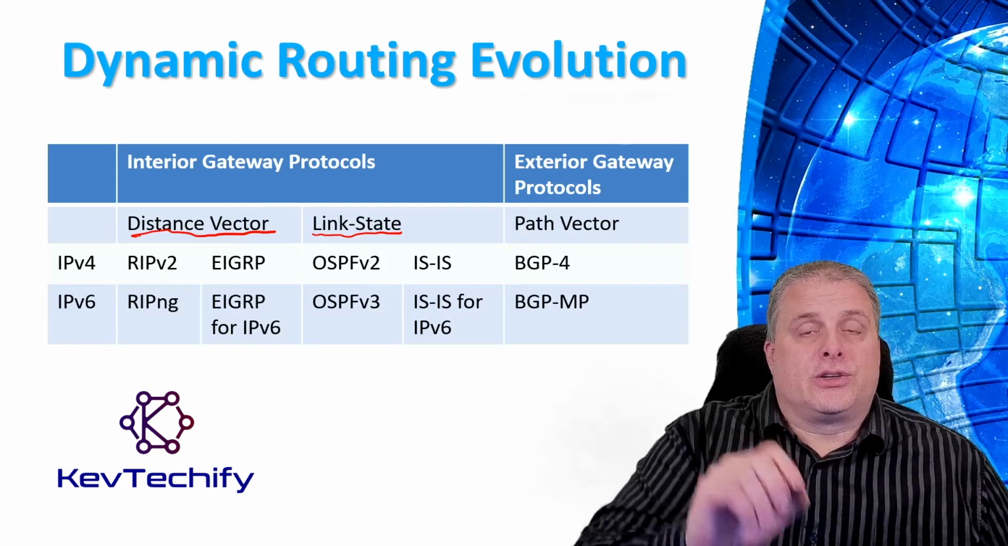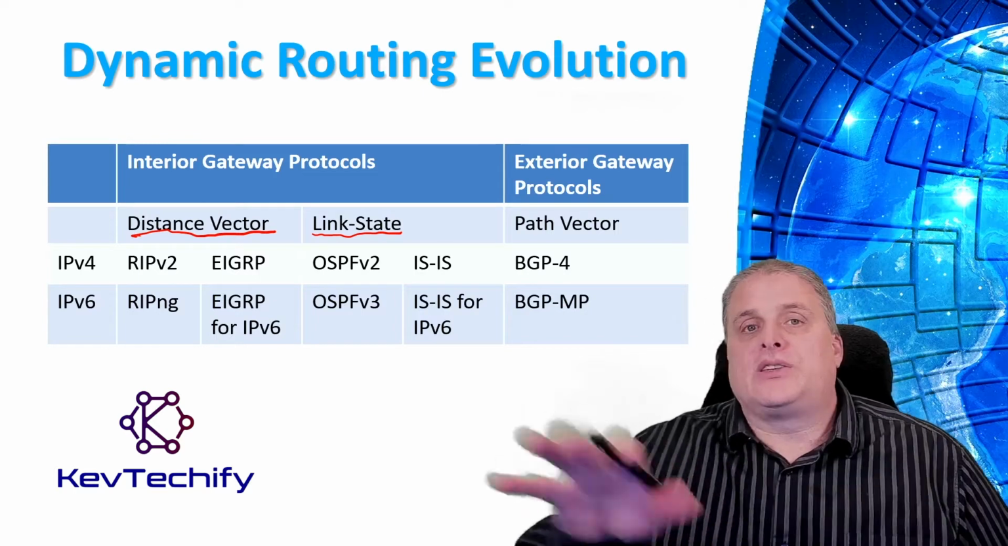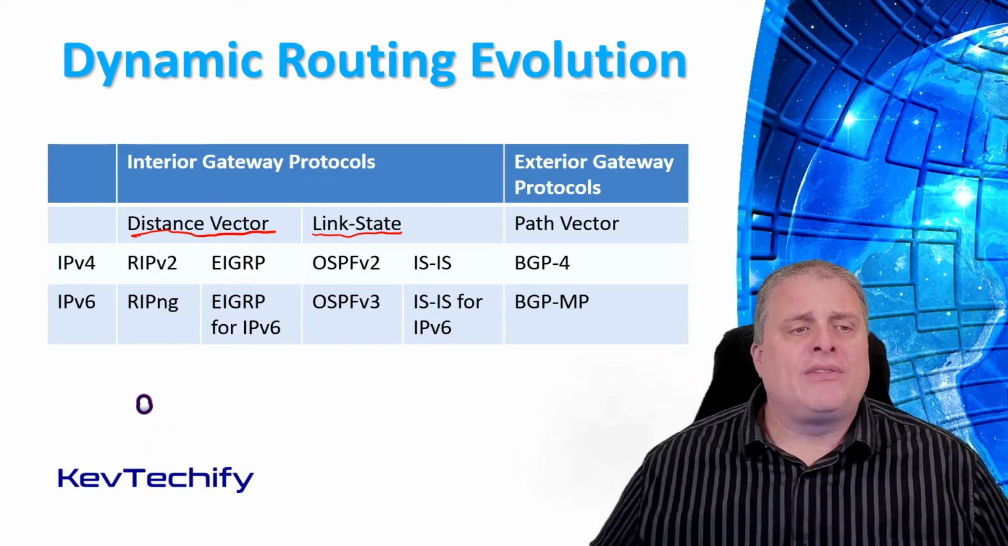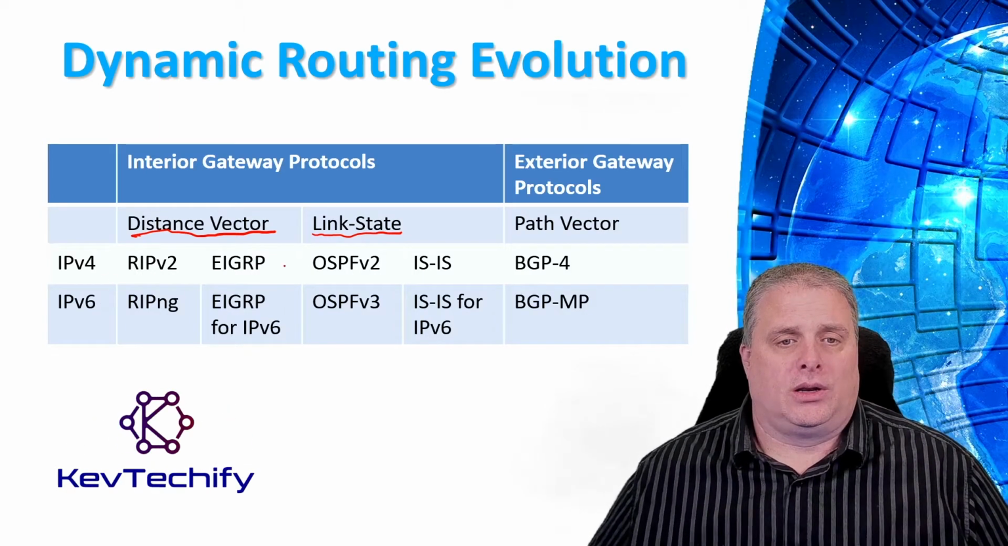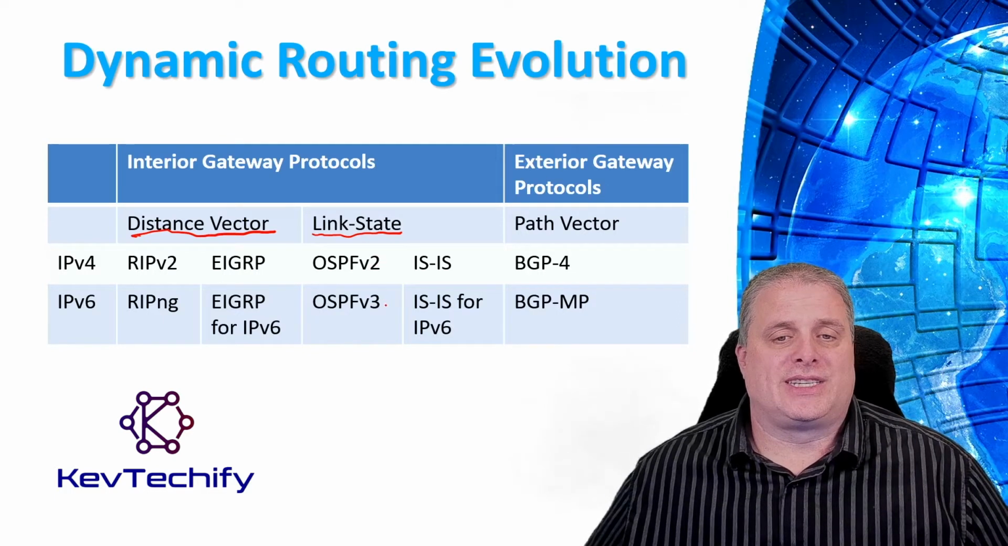Distance vector, concerned about getting it to the next router. Link state knows everything. So link state is more resource intensive. We have versions of IP version 4 and IP version 6 of each one. And notice, OSPF version 2 is IP version 4. OSPF version 3 is for IP version 6.